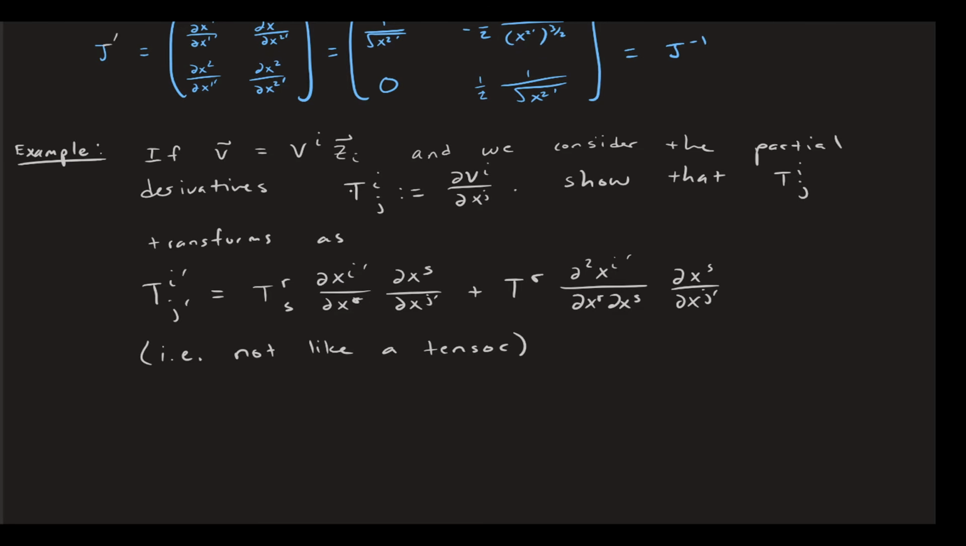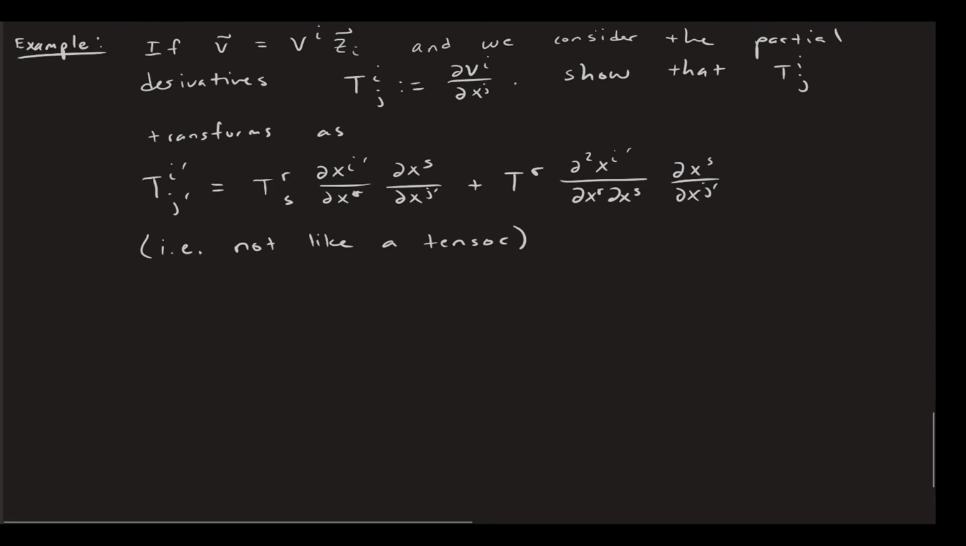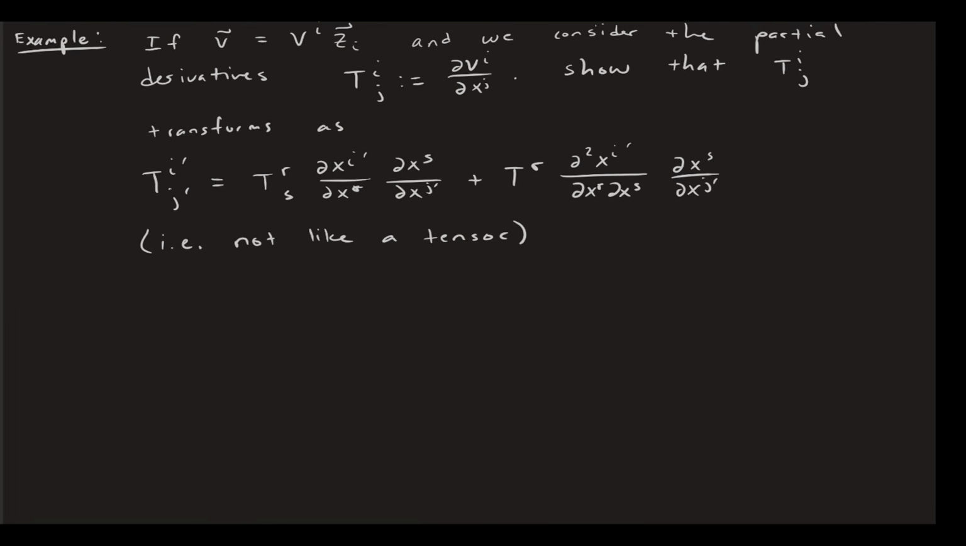So let's look at the solution. How do we show how it transforms? So solution. Let's look at partial T'^i, partial x'^j.